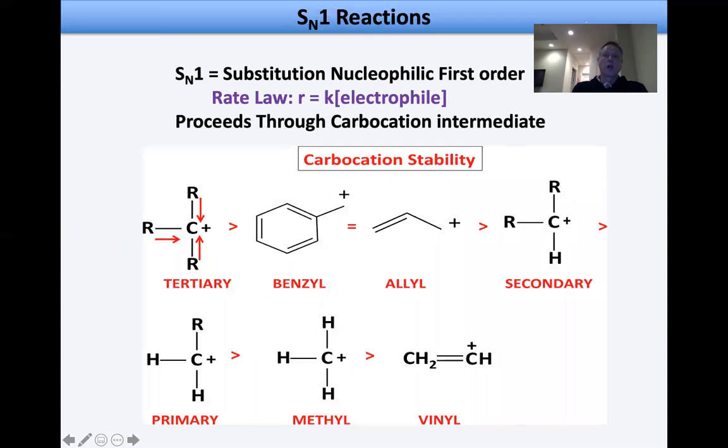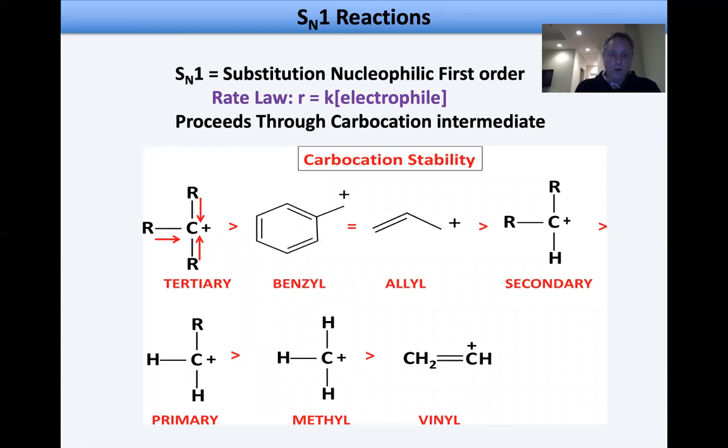So we'll talk about some reactions now. We're going to look at SN1 reactions, which is a common staple of the MCAT. This is substitution nucleophilic first order reactions. The rate law is rate equals k times the electrophile, and it always goes through a carbocation intermediate.